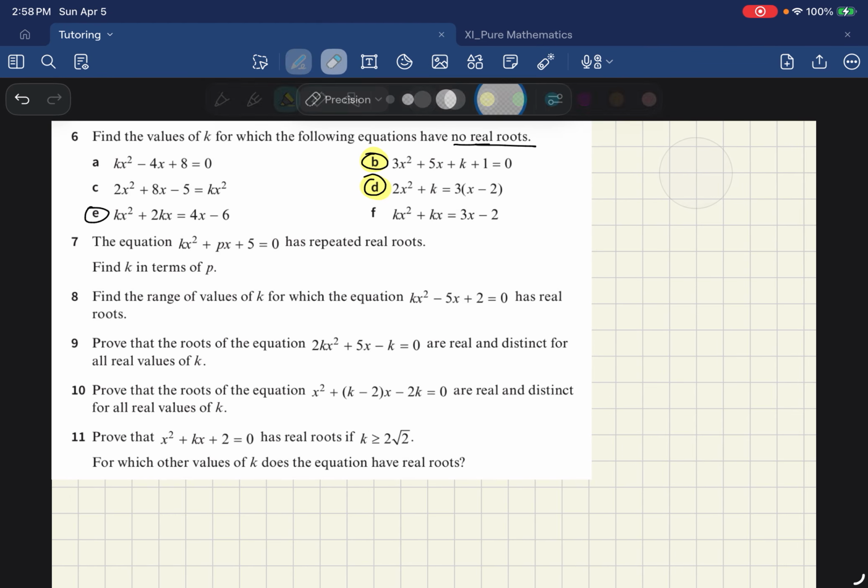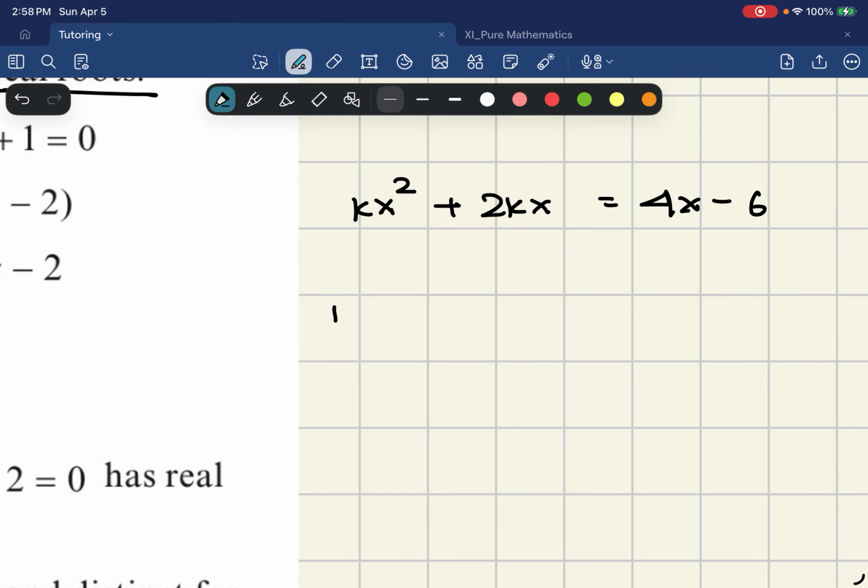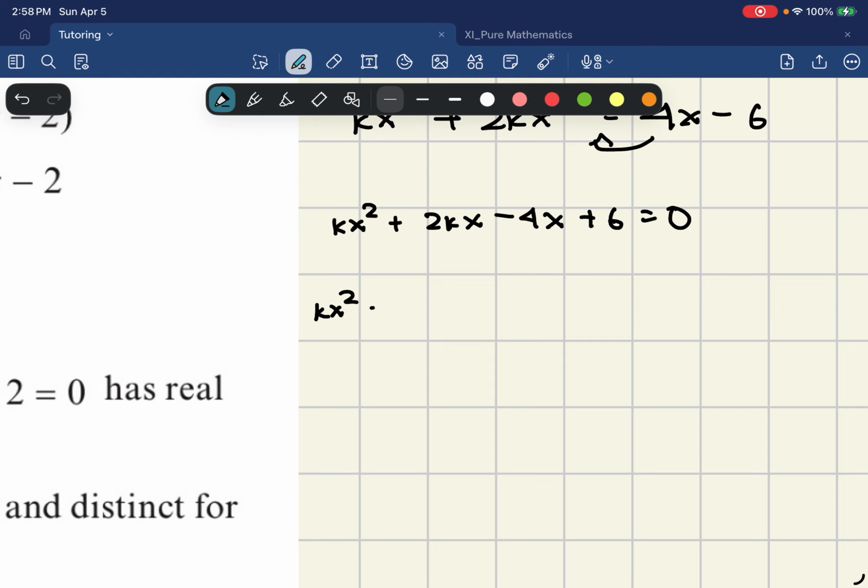All right. And finally, we have E. So E just says I have kx squared plus 2kx is equal to 4x minus 6. Kx squared plus 2kx, if I bring this here, I have minus 4x plus 6, right? If I bring 6 as well. So kx squared, now I have 2x terms. So let me just write it like (2k minus 4)x, right? I can do this. Plus 6.